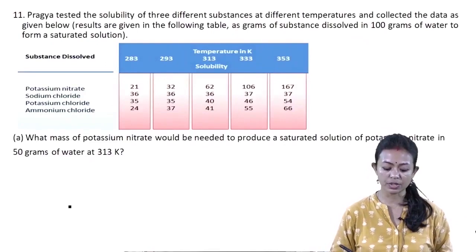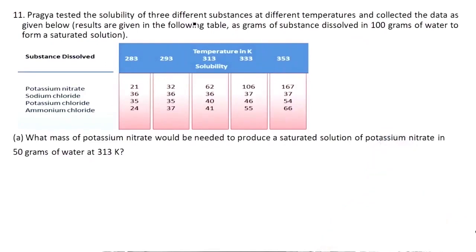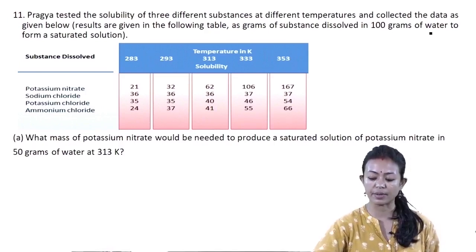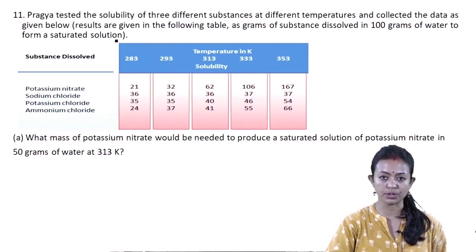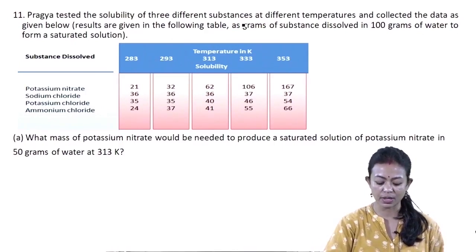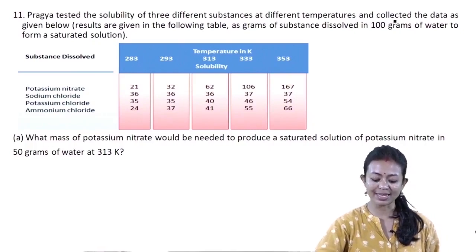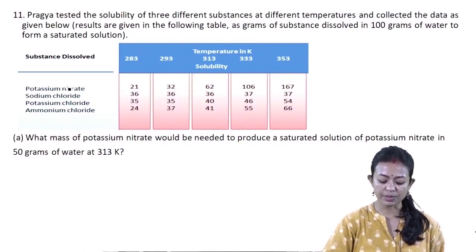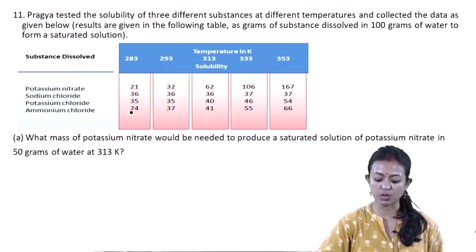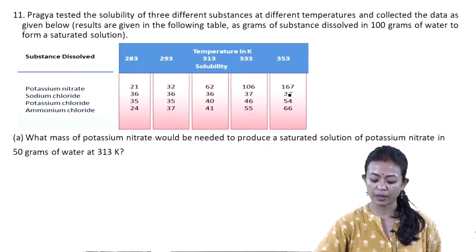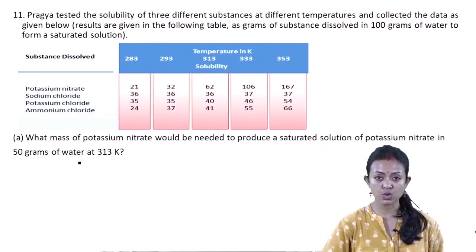Let's go to the next question. Pragya tested the solubility of 3 different substances at different temperatures and collected the data as given below. Results are given in the following table as grams of substance dissolved in 100 grams of water to form a saturated solution. So what did Pragya do? She had tested the solubility of 3 different substances at different temperatures and collected the data. So here the substances are given. What are the substances which have been dissolved at different temperatures? Alright, now taking this into account, let us solve the problem.